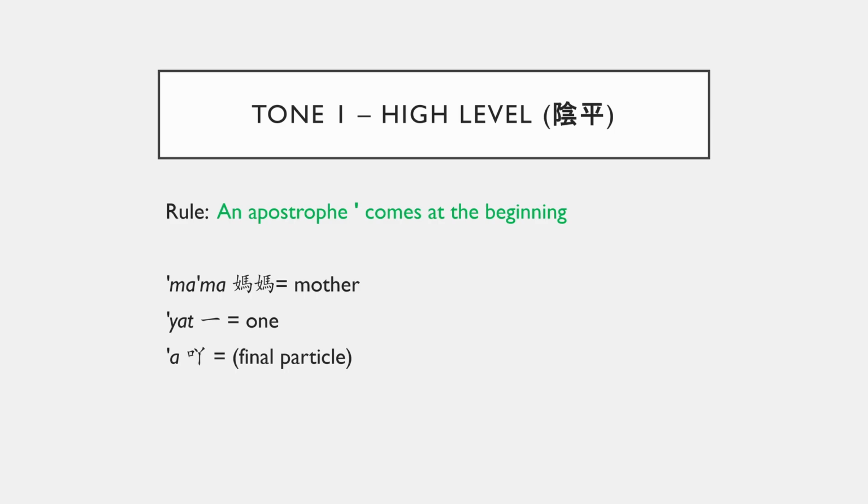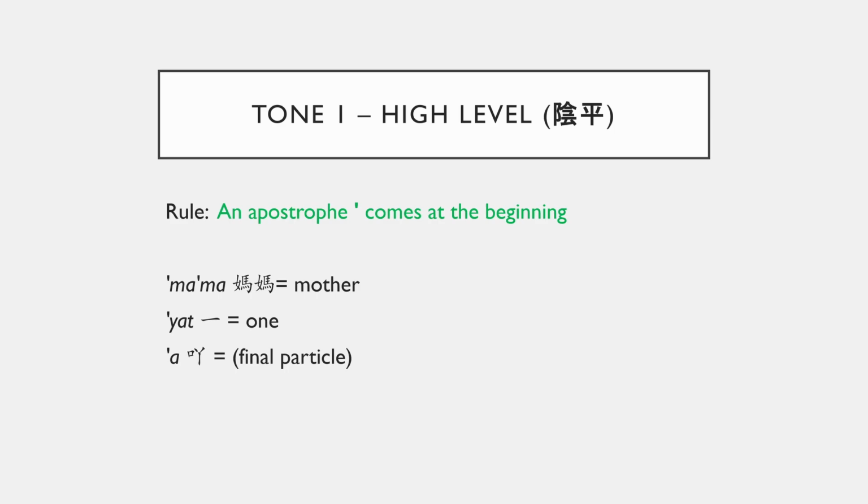So let's start with tone 1, which is the high level tone. So you kind of pronounce that like this, very high and flat. So the rule for that is you put an apostrophe at the beginning of the word. So here are some simple examples. Mama, as in mother. Yat, as in the word one. And which is a common final particle.